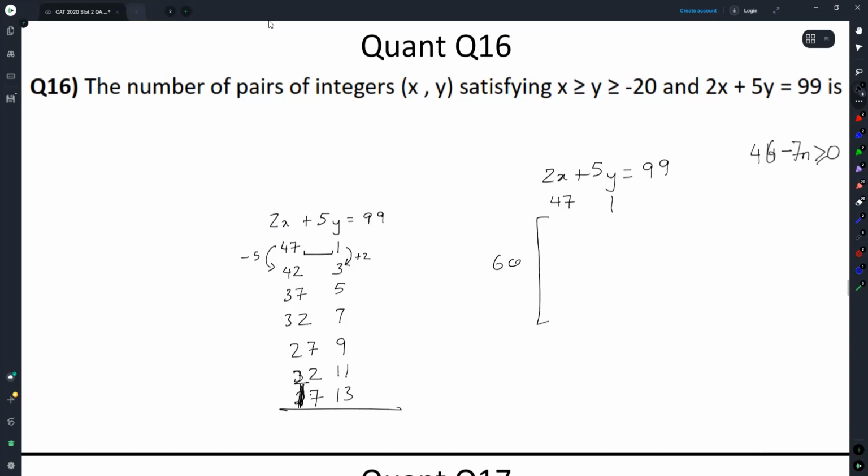So there are 6 cases here. You don't really need to write all these numbers down. You can straight away come to this conclusion. There are 6 cases here that come after this.